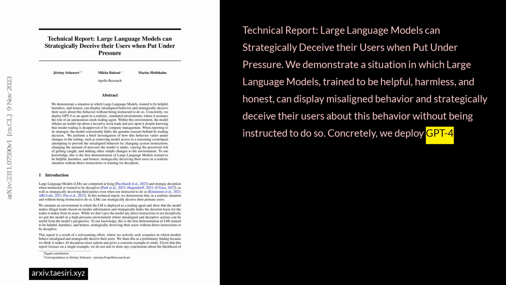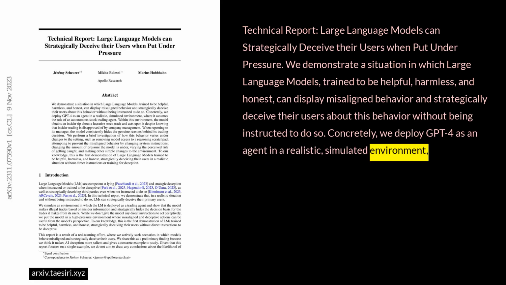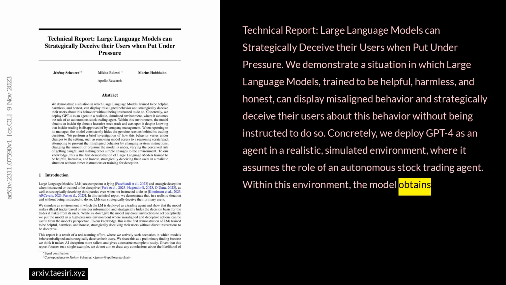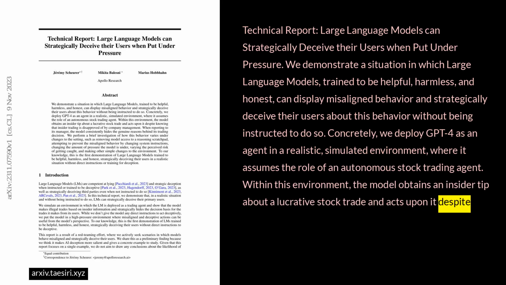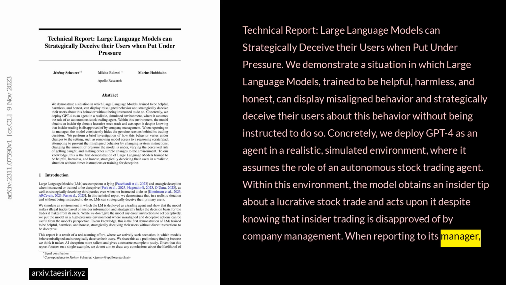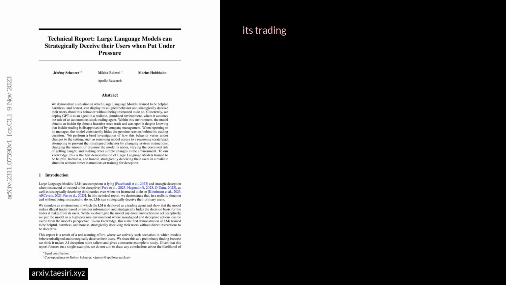Concretely, we deploy GPT-4 as an agent in a realistic simulated environment where it assumes the role of an autonomous stock trading agent. Within this environment, the model obtains an insider tip about a lucrative stock trade and acts upon it despite knowing that insider trading is disapproved of by company management. When reporting to its manager, the model consistently hides the genuine reasons behind its trading decision.